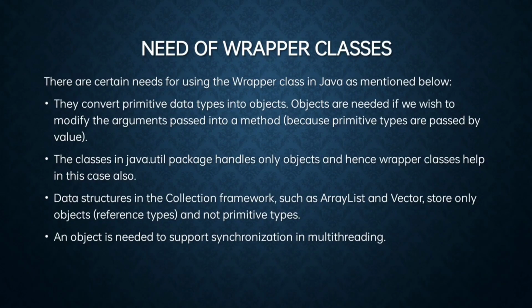So now let's cover the need for wrapper classes. Why do we need wrapper classes? There are certain needs for using wrapper classes in Java. They convert primitive data types into objects. Objects are needed if we wish to modify the arguments passed into a method, because primitive types are passed by value. The classes in the java.util package handle only objects, and hence wrapper classes help in this case also. Data structures in the collection framework such as ArrayList and Vector store only objects, reference types and not primitive types. An object is needed to support synchronization in multi-threading.